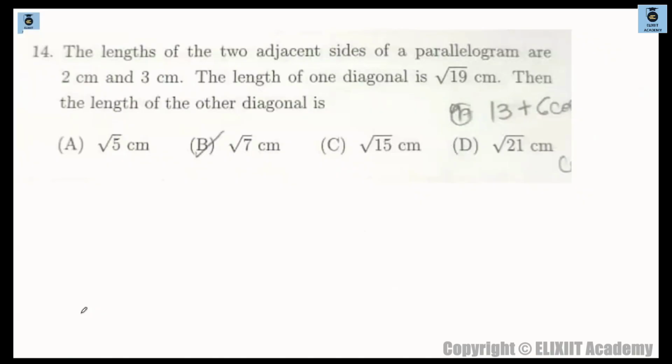Okay, next we have this question which says that the lengths of the 2 adjacent sides of a parallelogram are 2 centimeter and 3 centimeter. The length of one diagonal is square root of 19 centimeter. Then we have to find the length of the other diagonal. So we have the parallelogram given, and they have given the lengths of the 2 adjacent sides. Let's say this is 2 and this is 3, and similarly this is 3 and this is also 2.